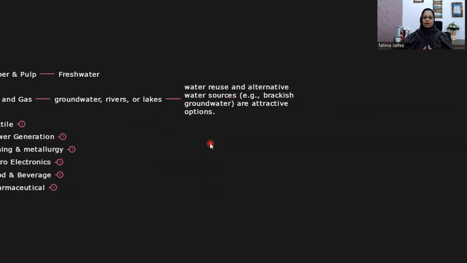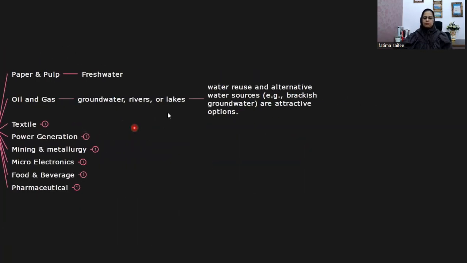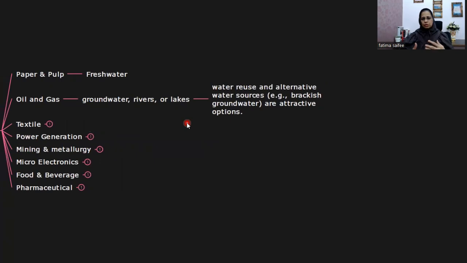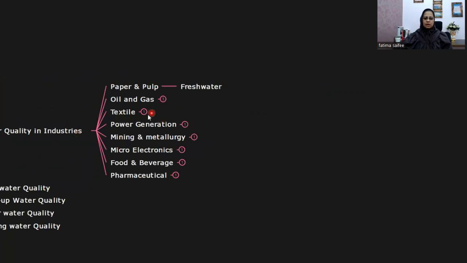Water reuse and alternative water sources: for example, brackish groundwater is an attractive option. Brackish water has higher TDS than well water, and it is mostly found in aquifers in the deep ground. So this can also be used for desalting of the crude. Then next we will come to the textile industry.